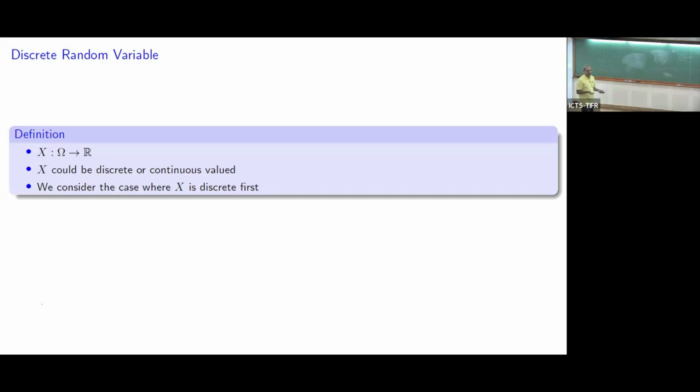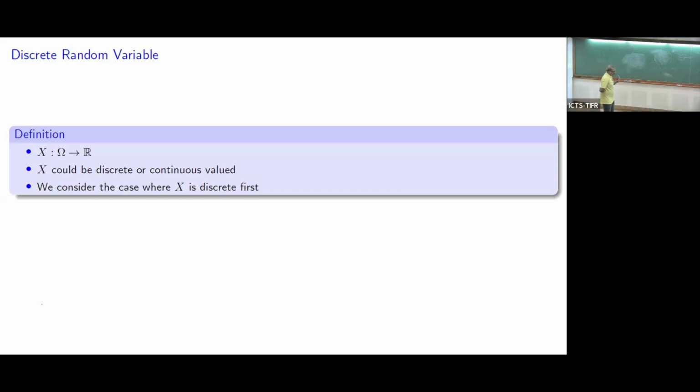The elements of this sample space need not be numbers. They could be anything. Like for example, if you are tossing a coin, it is heads and tails. There is no numeric value associated with it. Okay? But in many cases, when we are thinking about measurements and things like that, the actual values that we deal with are numbers.